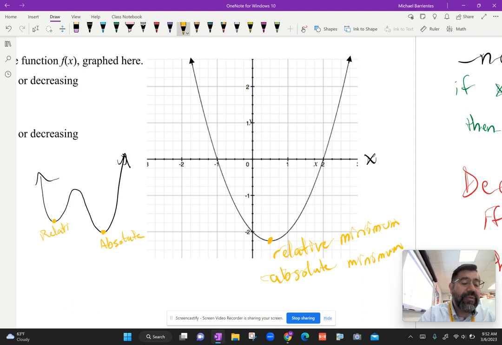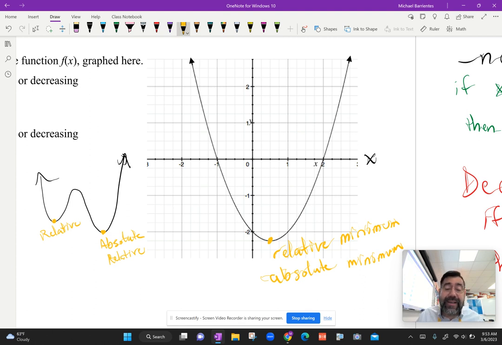This is a relative minimum. Relative to the ones around it, it's a low point. But this absolute minimum would also be a relative point. So a point can be relative and absolute, minimum or maximum, either way. But I can only have one absolute, right? There can only be one lowest y value.